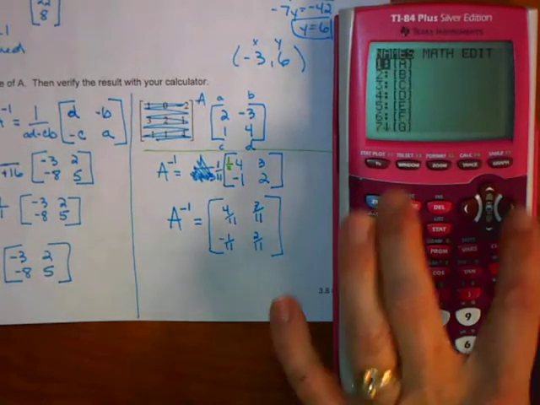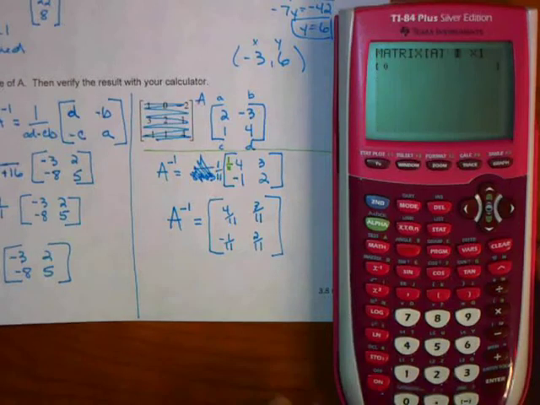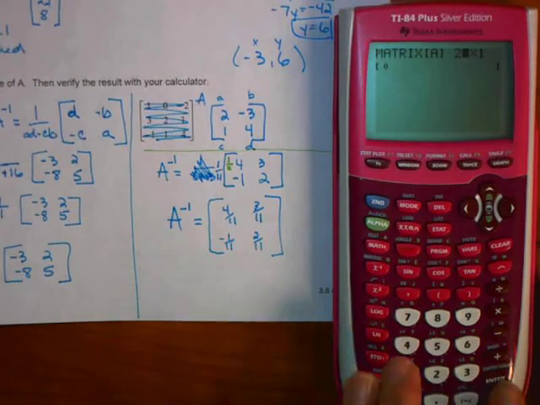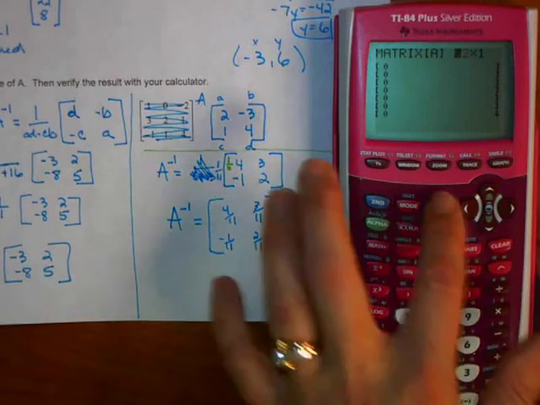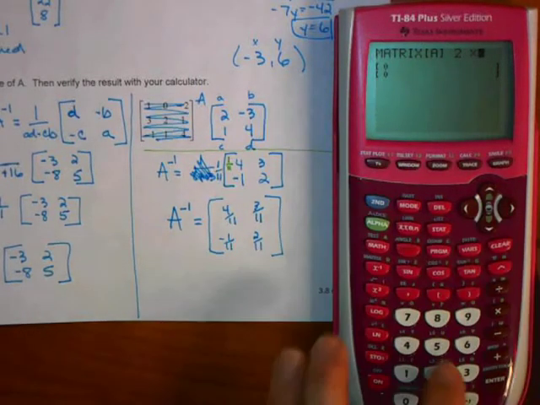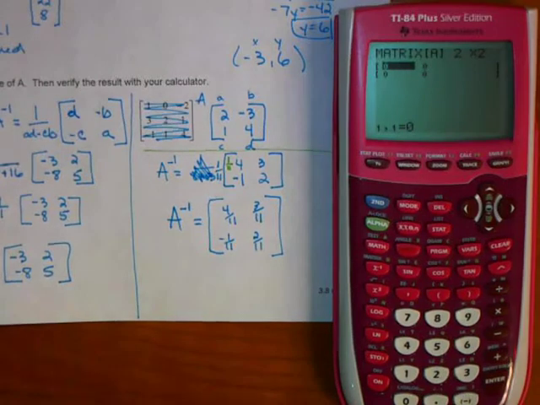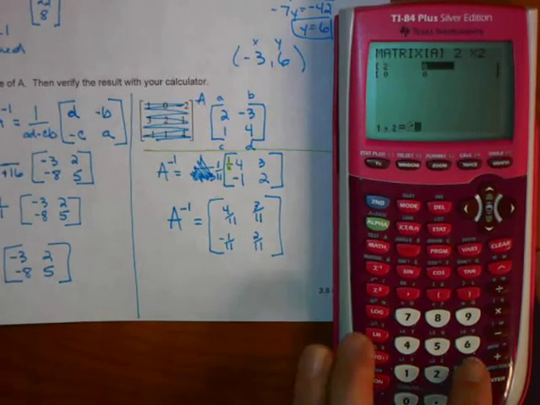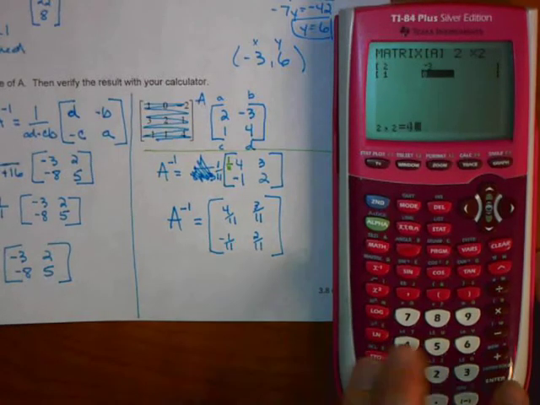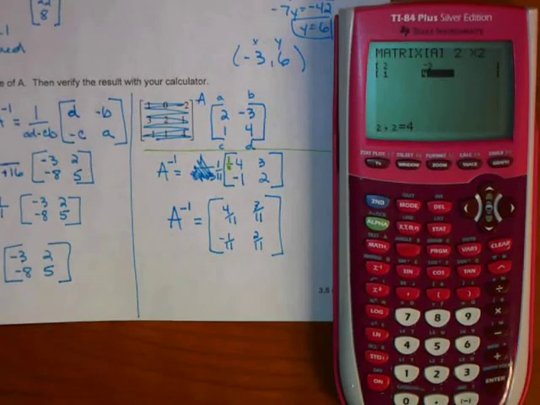That's not too bad. It's not bad. 2 by 2. Okay. I'm entering it into A. It doesn't matter what letter you enter it into. Whatever letter you want. Wait, how do we get there? Matrix. You go second.